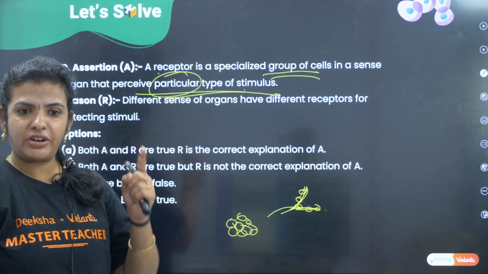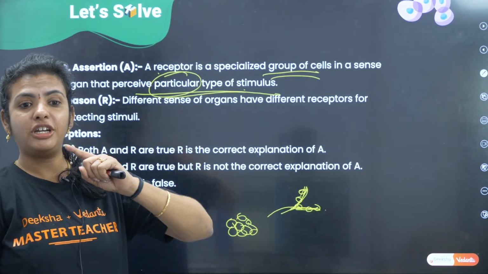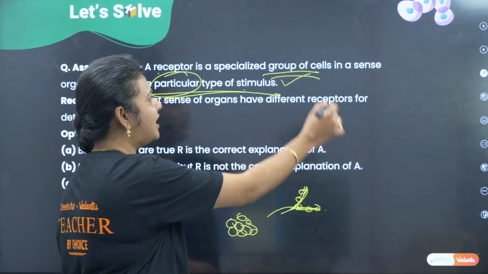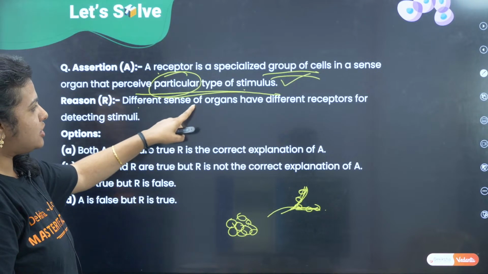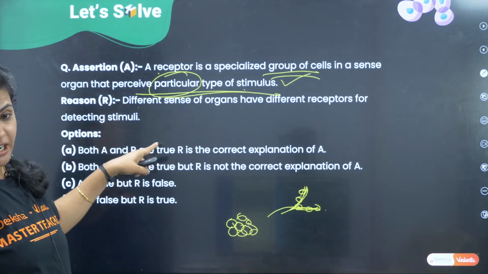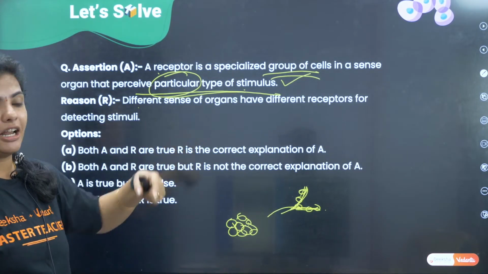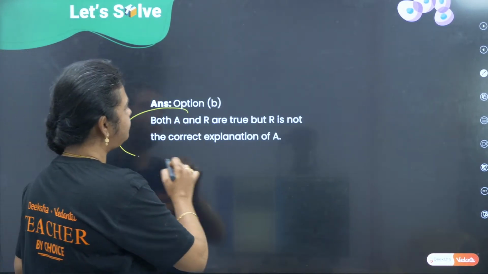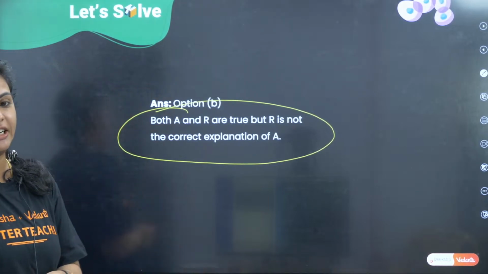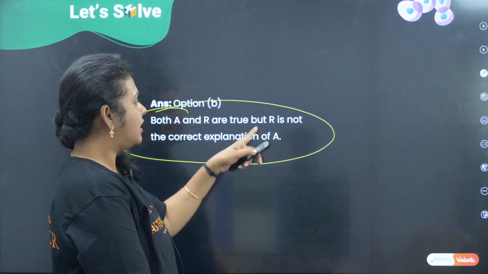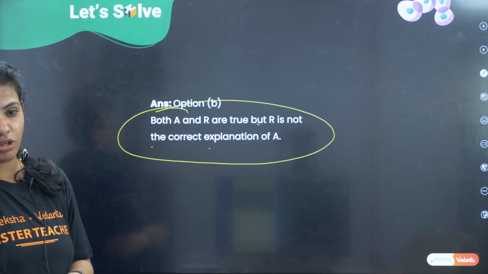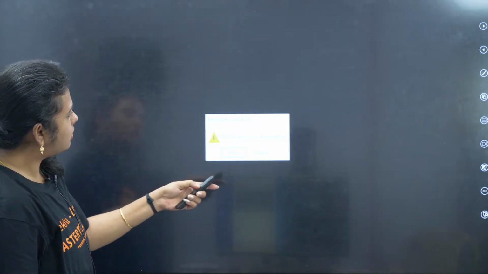Okay. So different sense organs are going to go through different receptors and all these receptors are a group of cells. Correct. Different sense organs have different receptors for detecting stimuli. That's what I explained right now. Correct. So both are correct, which is both assertion and reason is true and reason is not the correct explanation of the assertion. Okay. Because here whatever I gave is, okay, just a minute.